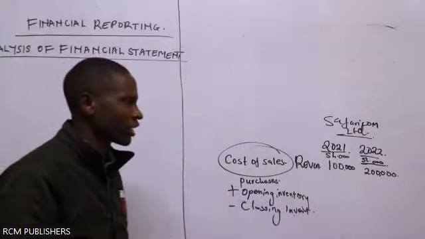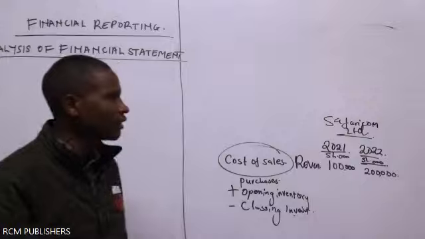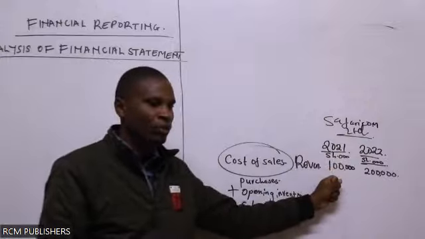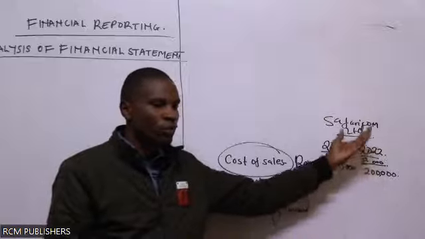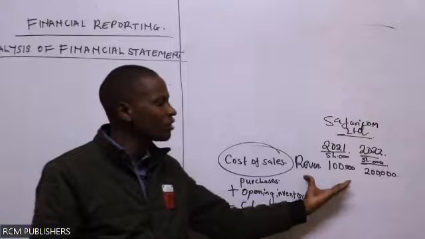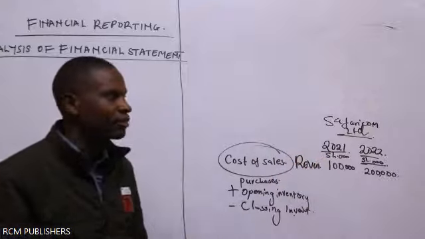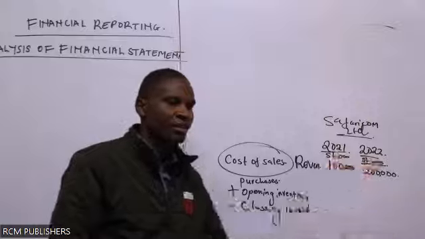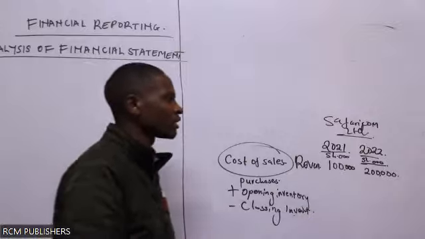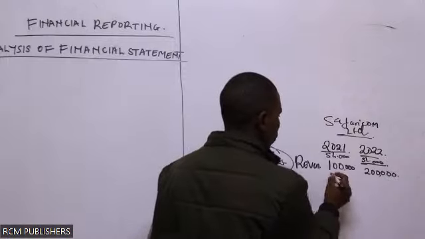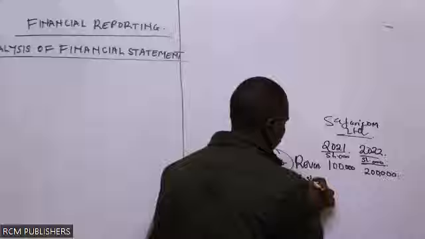That is very correct. Because I can say if the revenue for year 2021 was 100,000, and then 2022 we got 200,000, that means there was an increase. We shall see the trend or the percentage increase for such a profit. Then we go to cost of sale.